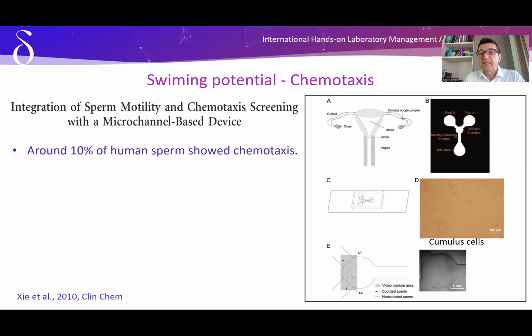This is a very interesting experiment. The slide was designed to simulate the female reproductive tract with two oviducts, and on the right side the authors placed cumulus cells, and they were looking at the proportion of sperm cells that decided to swim on the right side and not on the left side. Around 10% of human sperm showed chemotaxis. It was 10% more sperm found on the right side where the cumulus cells were positioned.